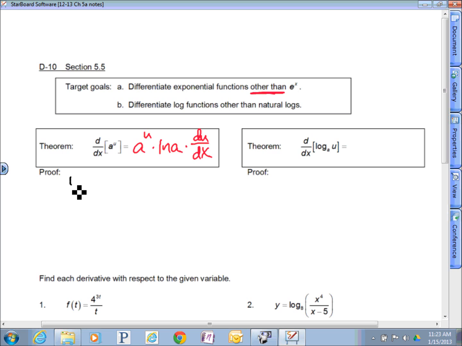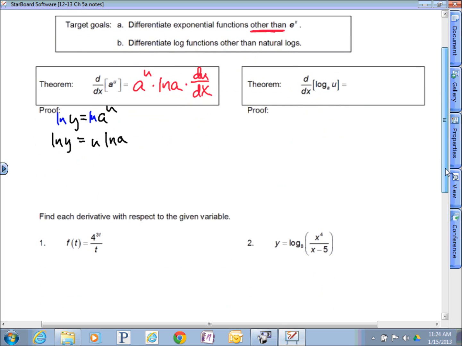If I said y is equal to a to the u, well, I don't like the exponential functions. I'd rather throw in a natural log. So I'm going to throw in a natural log of both sides. And if I do that, let's rewrite this function. So natural log of y is equal to u times the natural log of a. Well, if I go to take the derivative, I know how to do that. So this derivative, 1 over y times dy over dx, which is what I'm solving for.